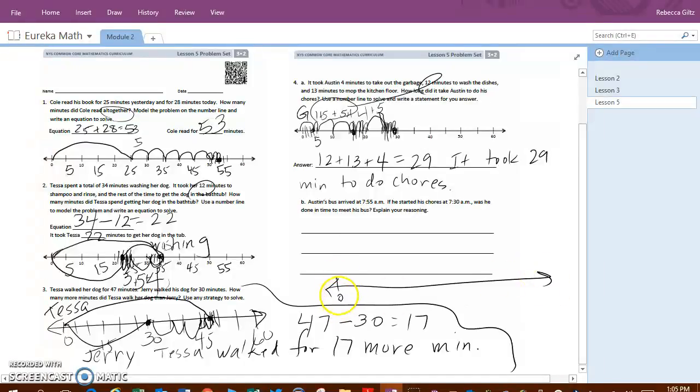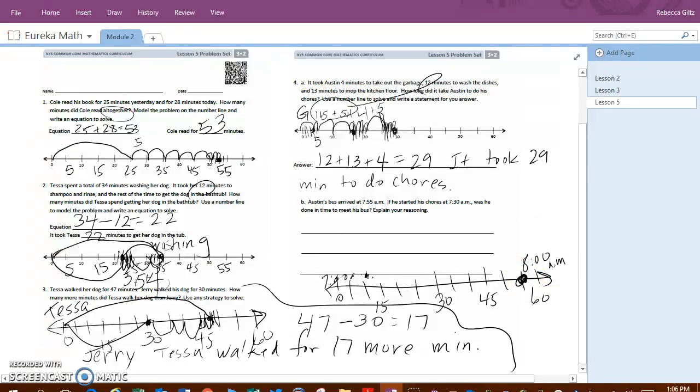Our number line starts at 0, ends at 60, or in this case, we're talking about 7:55 as the time his bus came. So this is going to be 7 o'clock a.m. This is an hour later, which is 8 o'clock a.m. This is 30, 15, 45. Then we've got 5 and 10, 20 and 25, 35 and 40, 50 and 55. So here's where the bus came, right there.